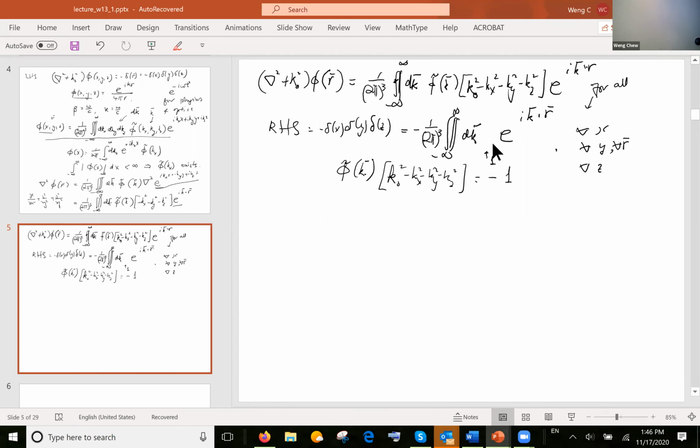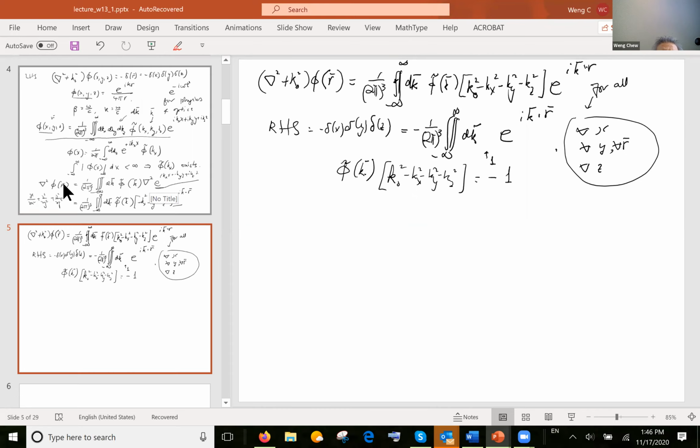But this is not true if these two are not equal for all x, all y, all z. You can only equate the integrand when you can argue that these two integrals are equal for all x, all y, and all z. This is very important. That is one very important mathematical step.